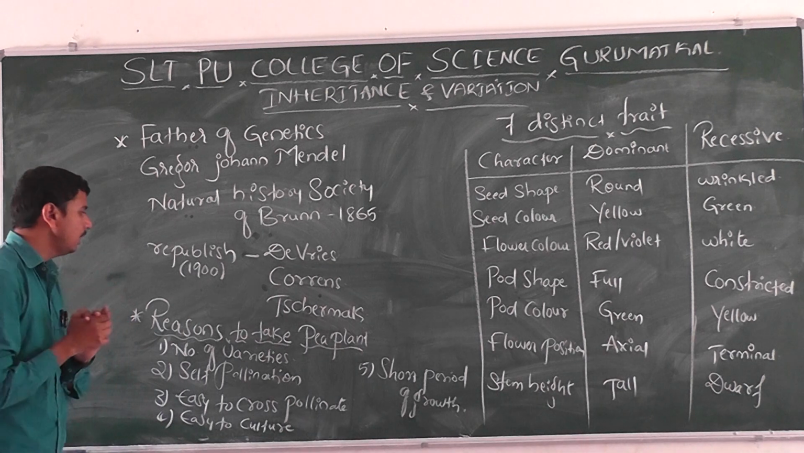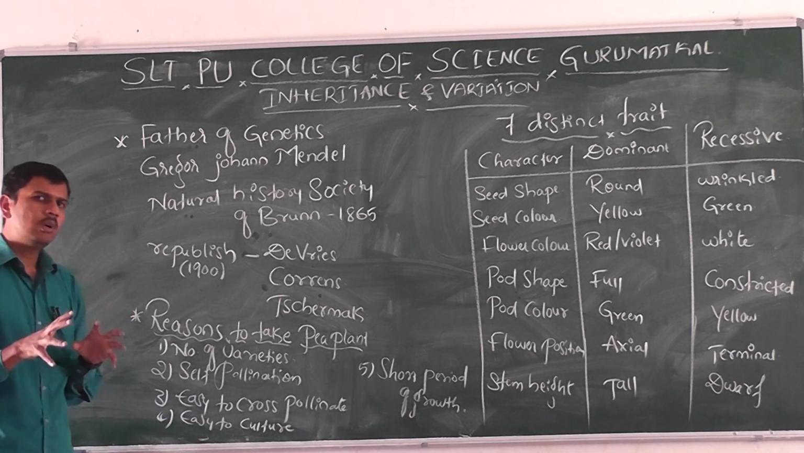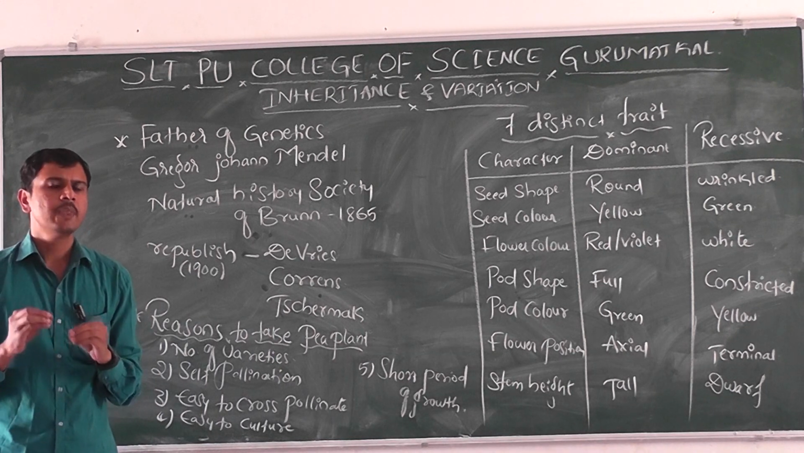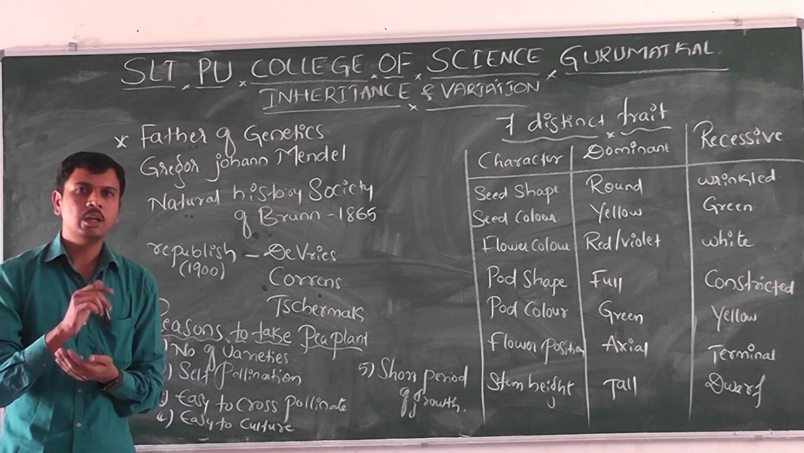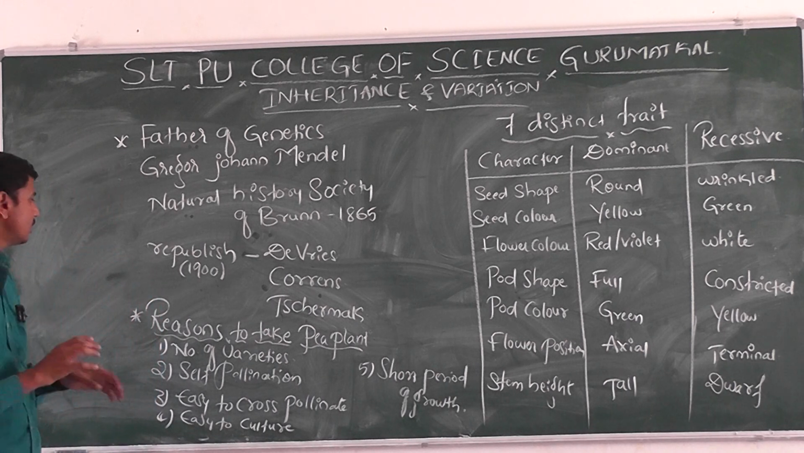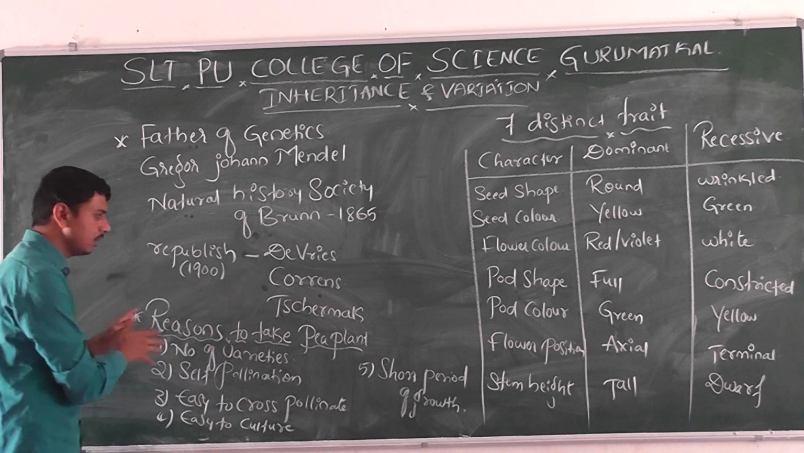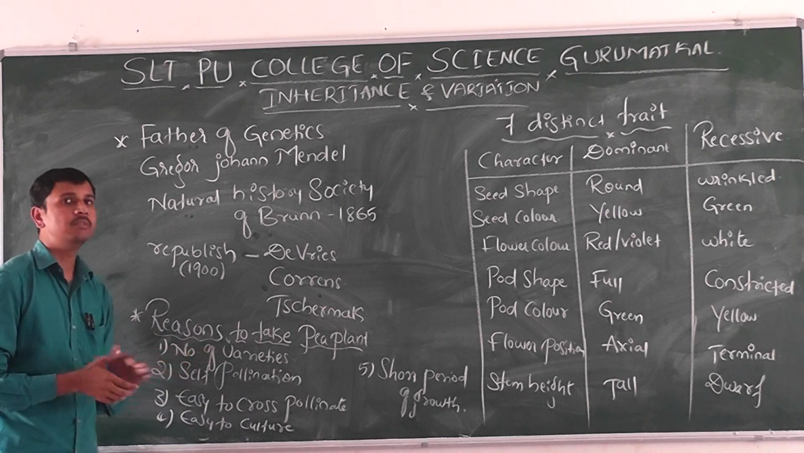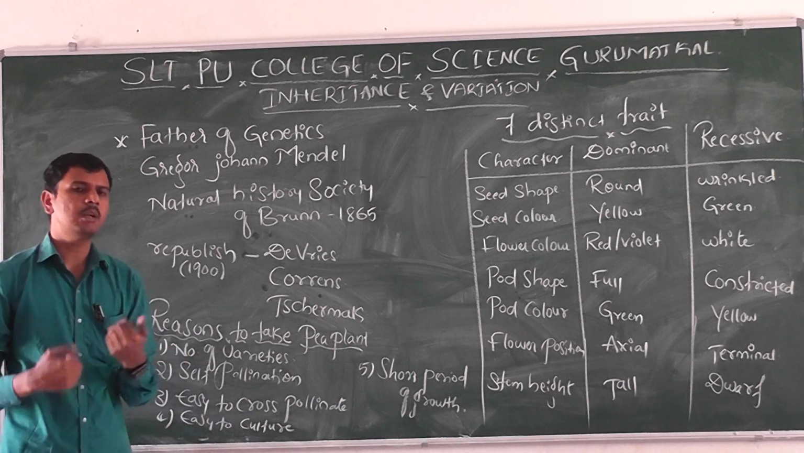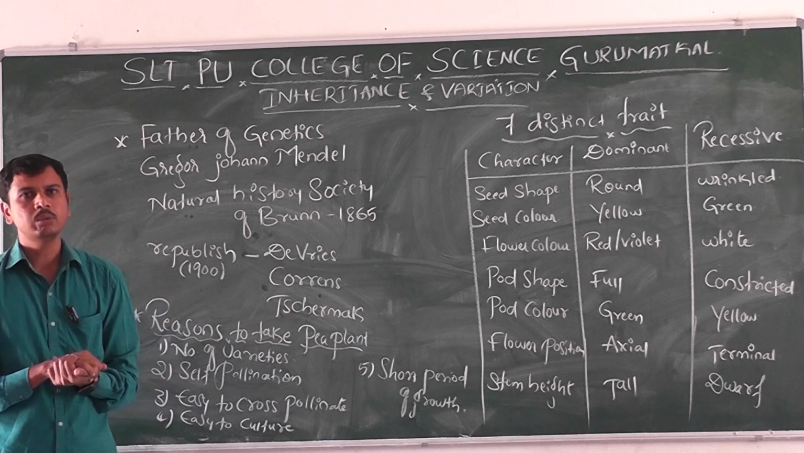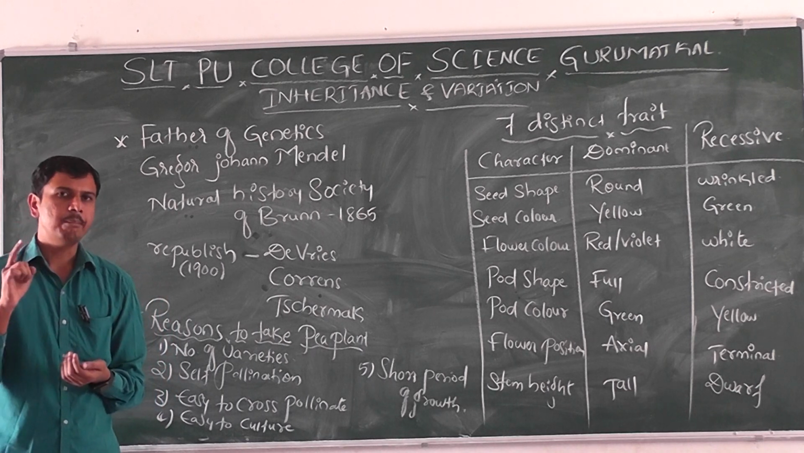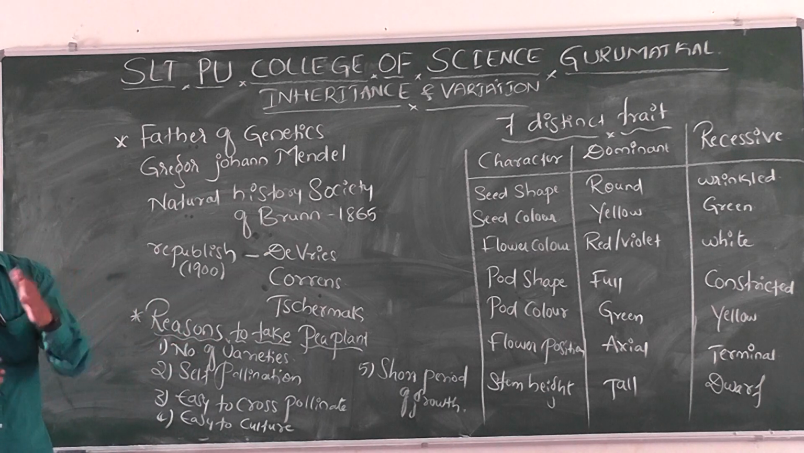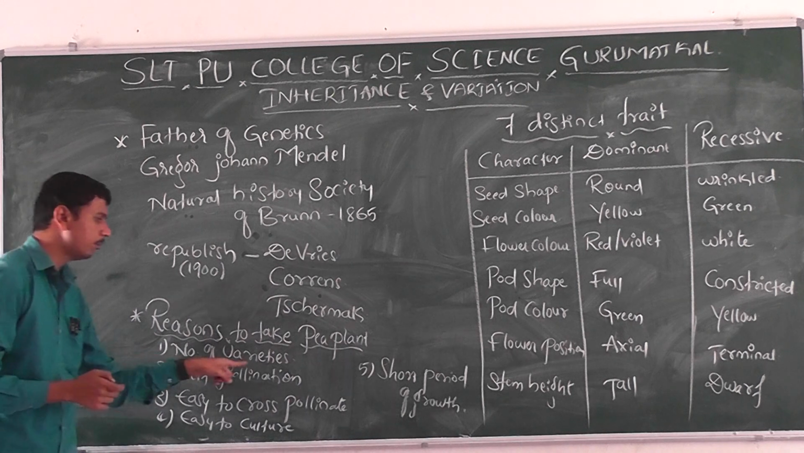Okay. So he worked completely on the pea plant. There are some reasons why he took the pea plant. The first reason is the number of varieties. There are so many varieties of pea plant, and that is one of the main reasons why he took it for the experiment.